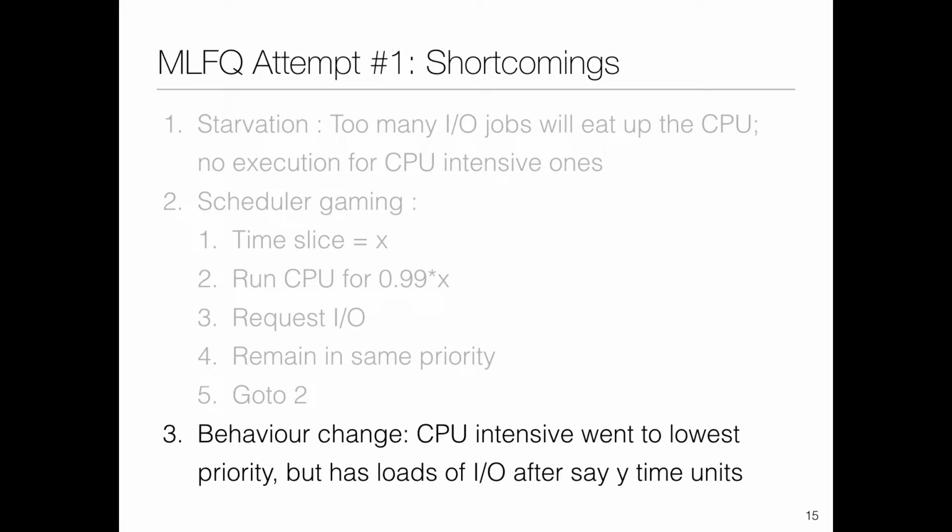The third shortcoming is, as he was suggesting, that if there is a change in behavior, let's say if I had a process which was initially very CPU intensive, I had to do a lot of calculations. But after I've done the calculations, it's a very interactive process. Every 2 milliseconds, I write to the disk. So it's very bad for such processes that they've already been demoted to the lowest queue. We cannot do anything about it. So we need some solutions to all of these problems.